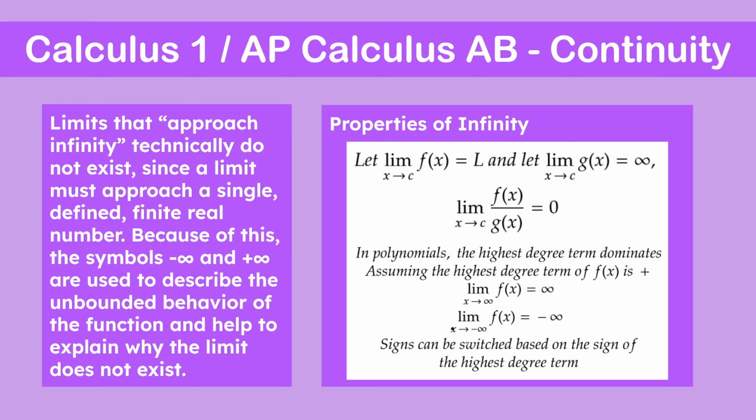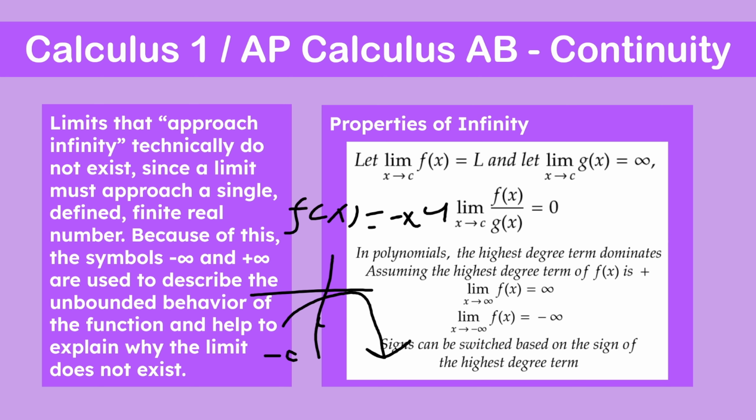And the same thing can be said if you go to negative infinity. So you have x cubed. If you approach negative infinity for x, you also go to negative infinity for y. And the signs can be switched based on the sign of the highest degree terms. Like imagine f of x is equal to, let's say, negative x to the power of 4, right? And as we approach infinity, we get some huge number, but towards the negative infinity.